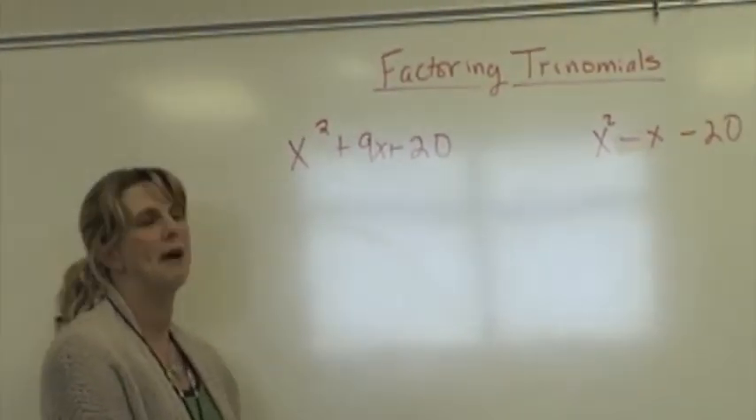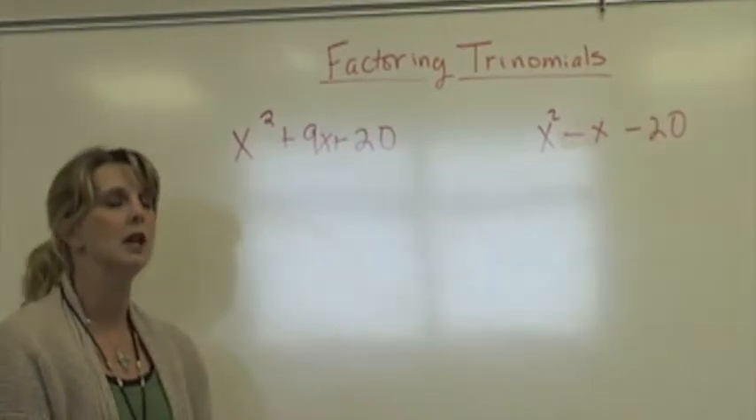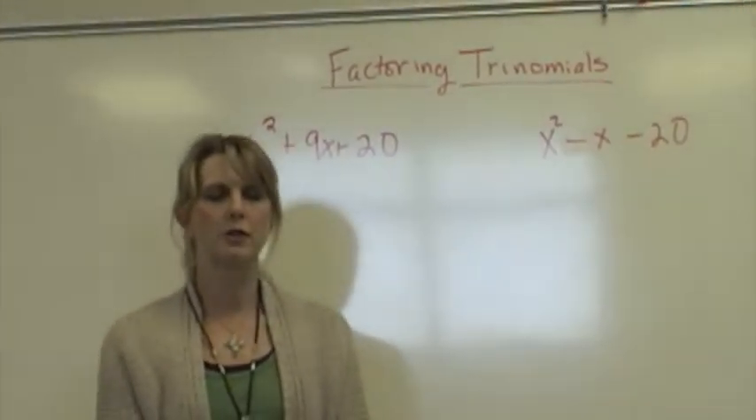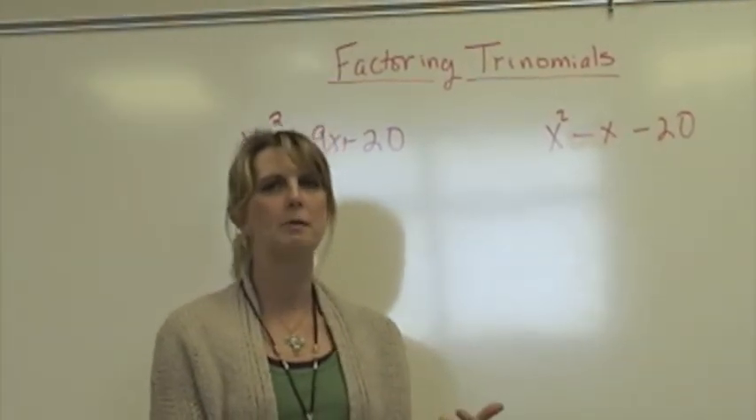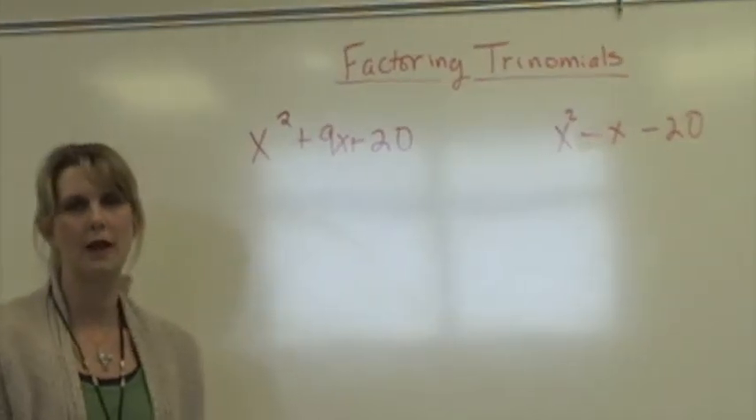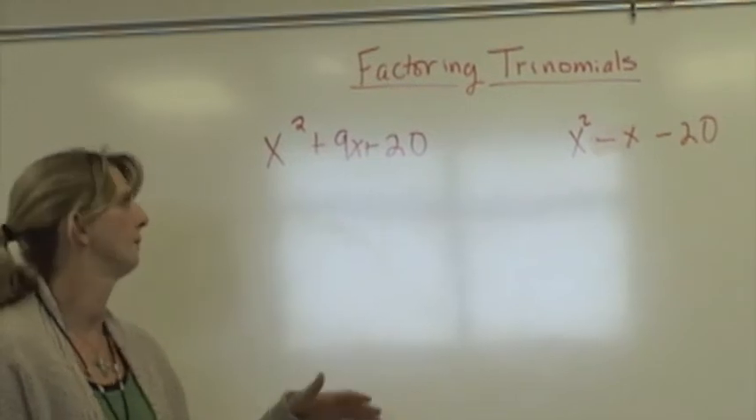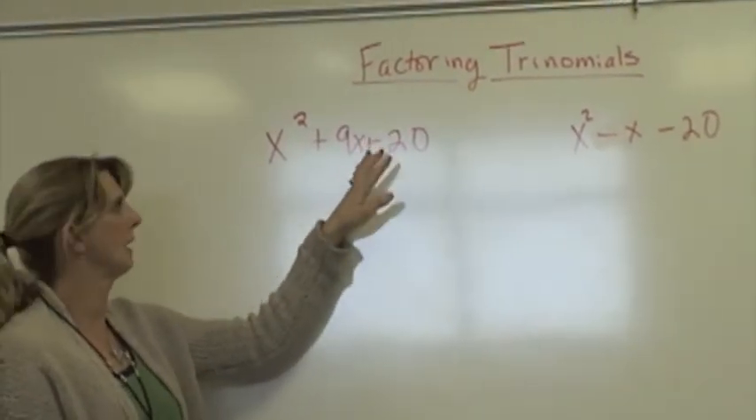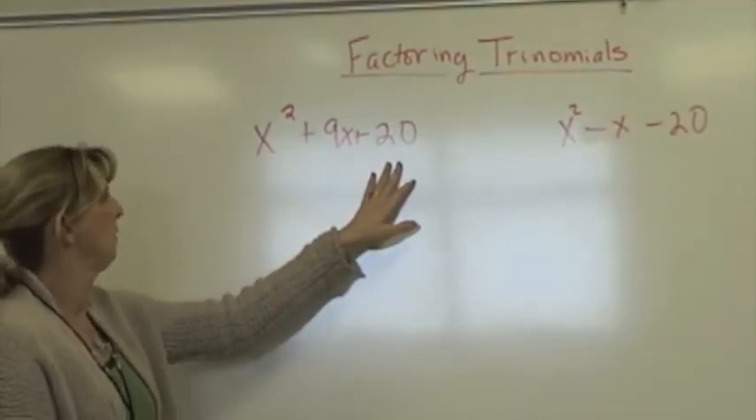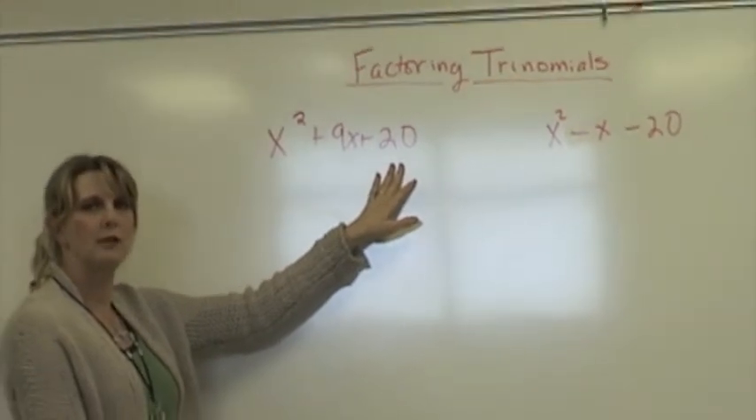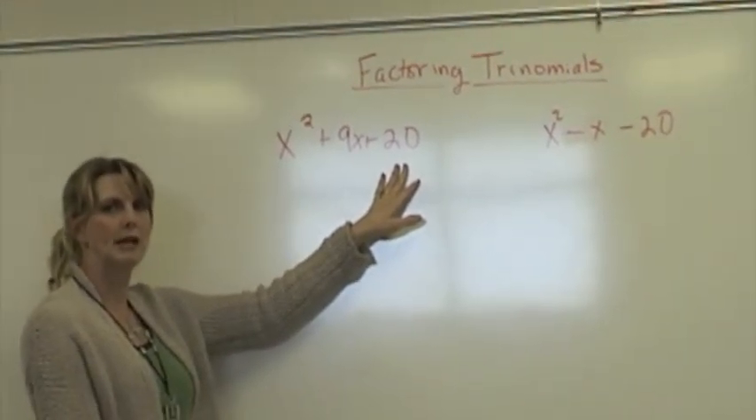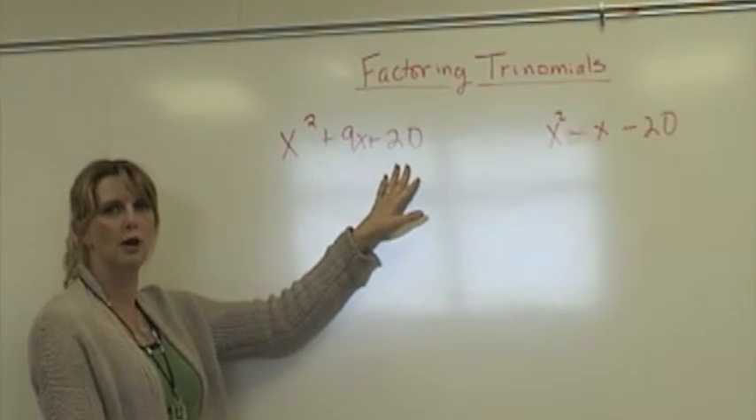Our lesson today will be about factoring trinomials. Remember, factors are things that multiply to be a number. For instance, 2 of the factors of 12 are 3 and 4 because they multiply to be 12. Today we're going to factor trinomials. Here's a trinomial, and we want to find the 2 binomials that multiply together to equal this trinomial.